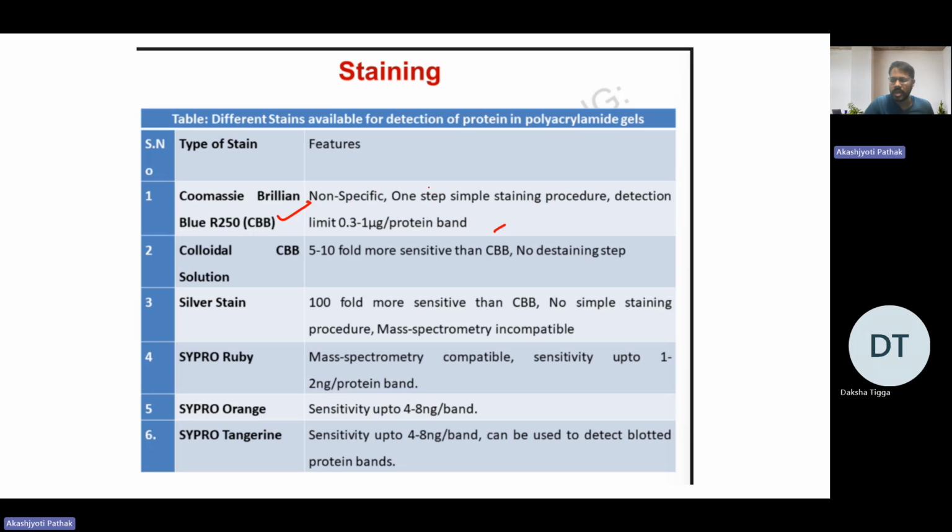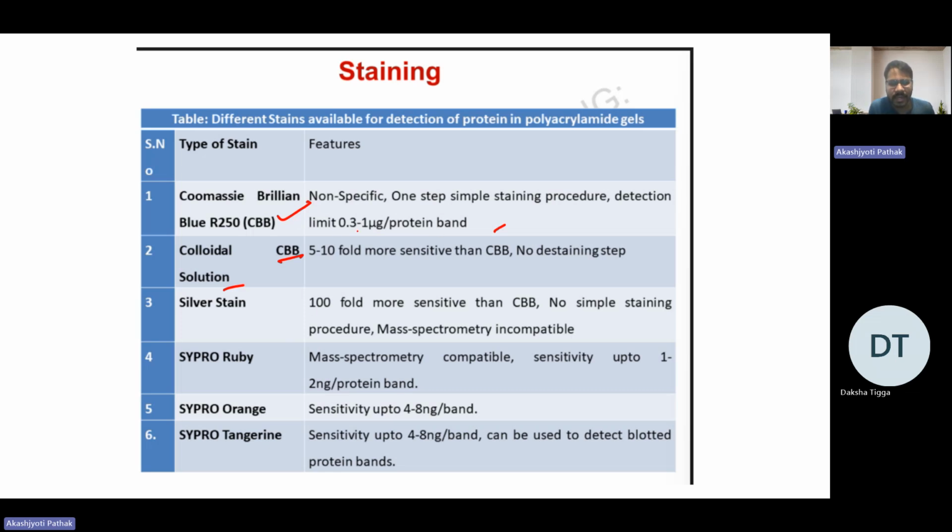So if the amount of protein that you have purified is at least 0.3 to 1 microgram, then Coomassie can stain the protein. Other than this, you can use colloidal CBB solution, which is 5 to 10 fold more sensitive. Silver stain is 100-fold more sensitive. So even if you have got very little protein, your protein will get stained, because it is 100-fold more sensitive than CBB.